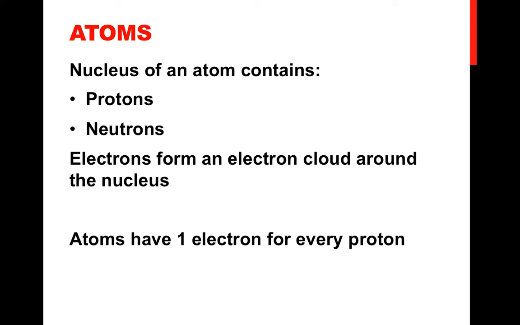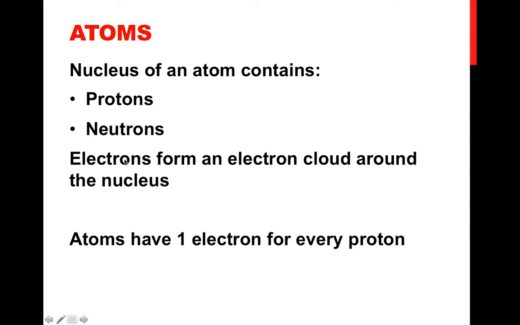The nucleus of an atom is where the protons and neutrons are located. Electrons will have an electron cloud around the nucleus. And for every one electron, there's a proton. So, my question to you is, what is the overall charge of a nucleus? If a nucleus contains protons and neutrons, what's the overall charge of the nucleus? Protons are positive, neutrons have no charge, therefore the nucleus is positive because of the protons.